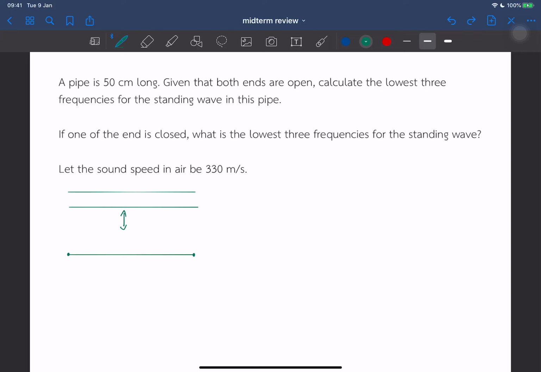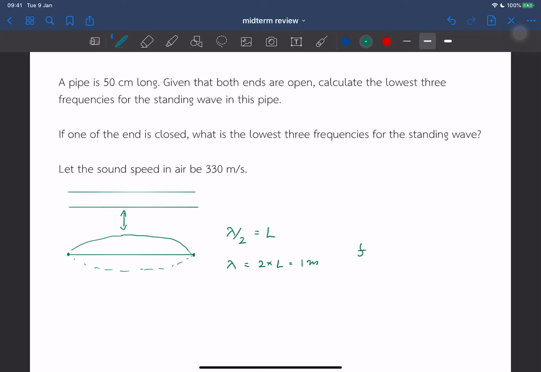We talked about the reason behind this in the lecture, so go back and take a look. The first lowest frequency is when the standing wave looks like this. The key point you need to remember is that one loop of a standing wave is equal to lambda over 2. So lambda over 2 equals L, the length of the whole pipe or string. So lambda is 2 times L, and L is 50 centimeters, so it's 1 meter here.